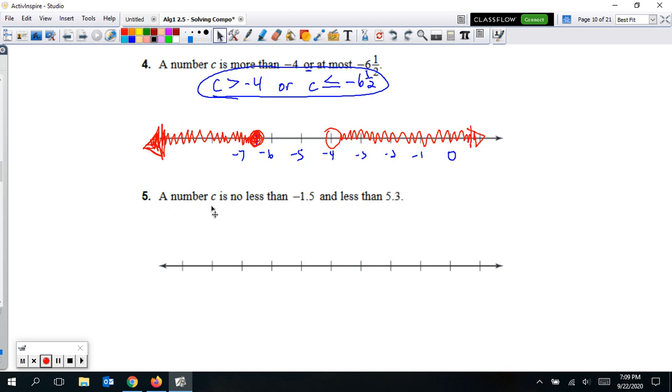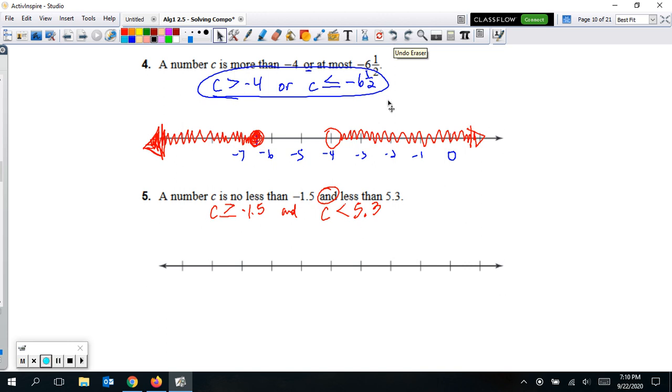Number 5 has C again. It's no less than a negative 1.5. So again, no less. We saw that one before. That's a greater than or equal to, so C is greater than or equal to negative 1.5. The word "and" means we're going to put the word "and" in our statement. And the C is also less than 5.3. That's an easy one. Just C, less than symbol, and 5.3.